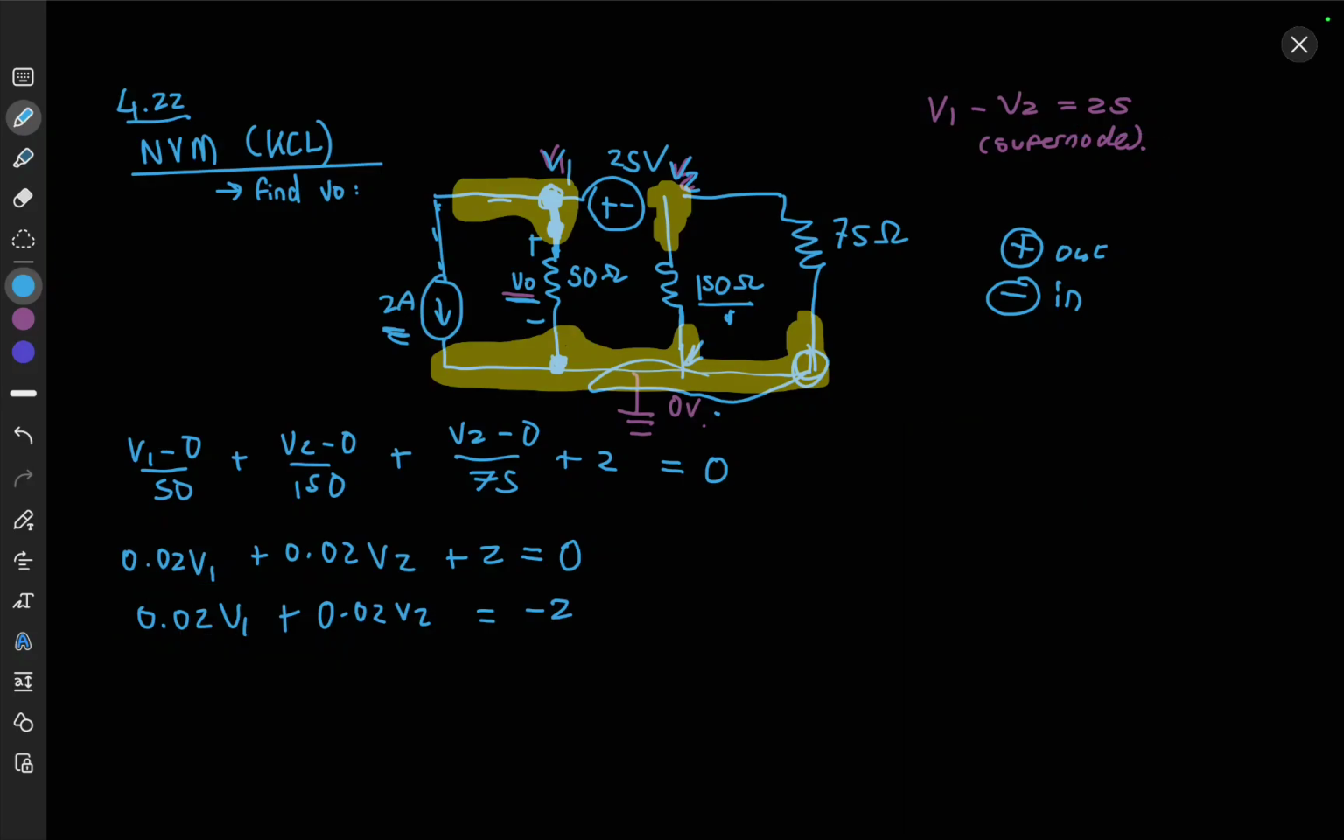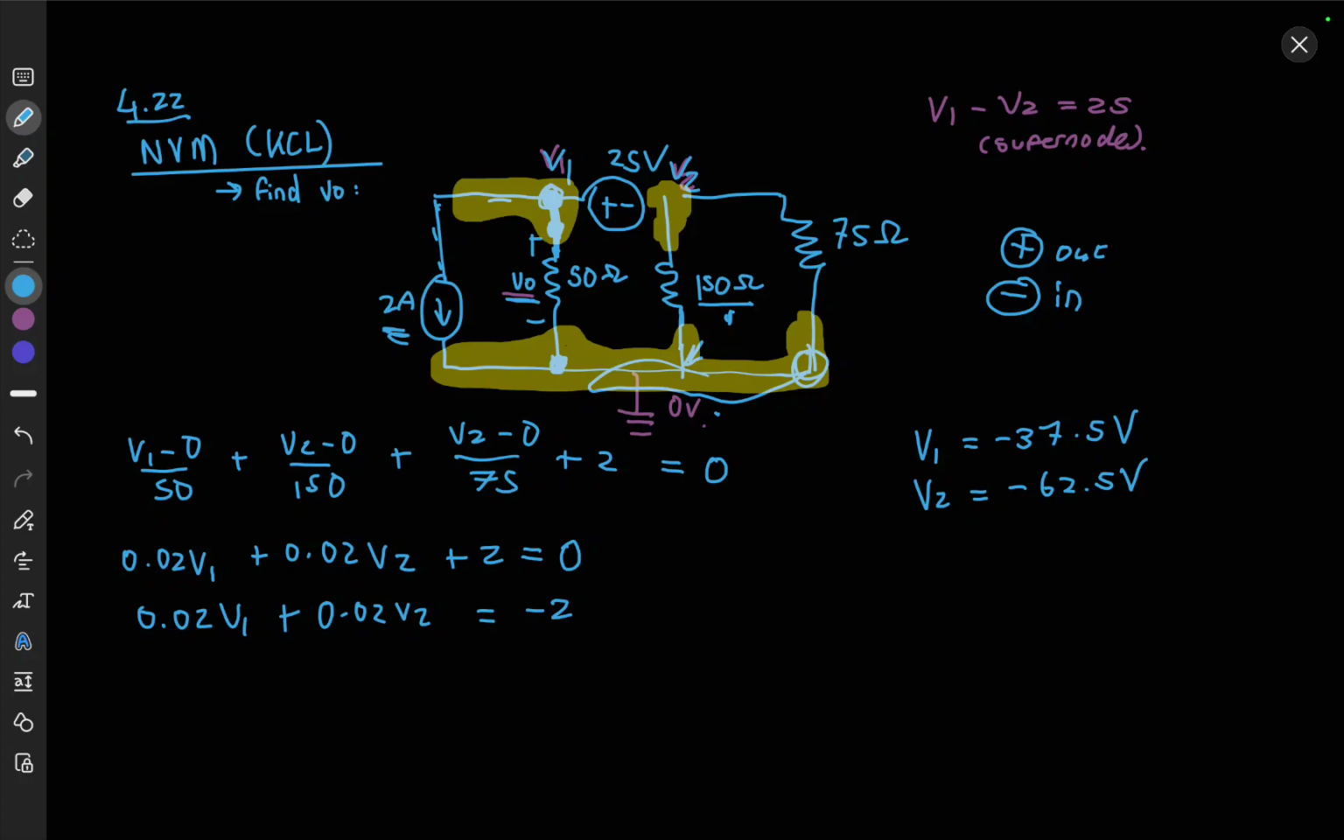I'm then going to find that my answer for V1 is equal to minus 37.5 volts. And then my value for V2 is equal to minus 62.5 volts. Okay, but that's not what they asked. What they asked is the value of V0.